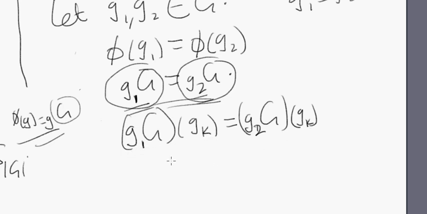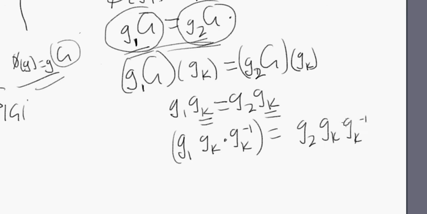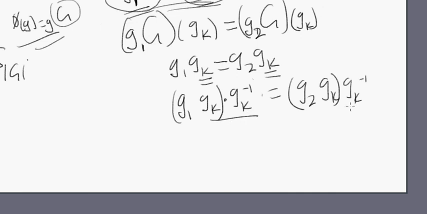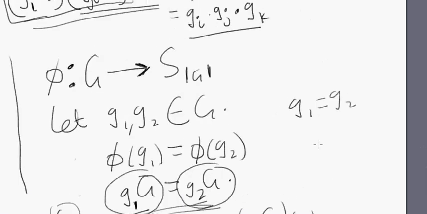But what is G1G applied to GK? Well, that's just G1GK. And what's G2G applied to GK? That's just G2GK. GK is an element of the group, which means it has an inverse. So if we multiply both sides to the right by GK inverse, actually the parenthesis should have gone here instead, let's fix that. If we perform this multiplication, the GKs cancel to just 1, and so we have G1 equals G2. So what have we just proved? If phi of G1 equals phi of G2, then G1 must equal G2. This means that phi is injective.